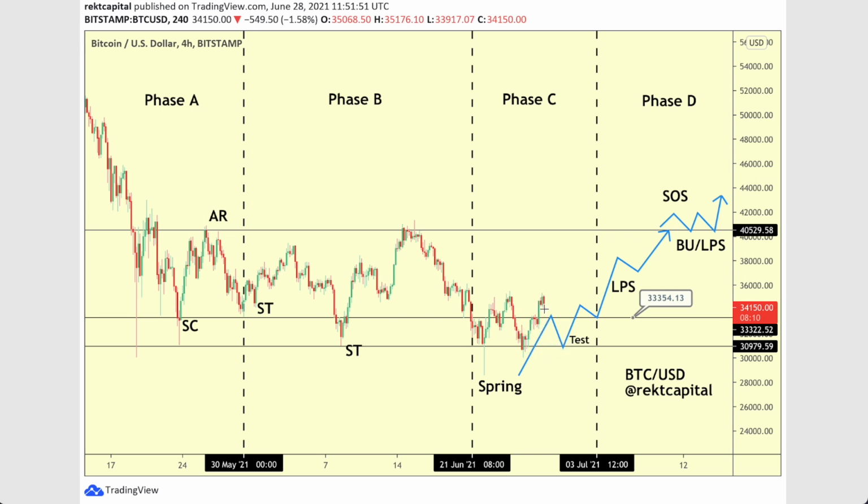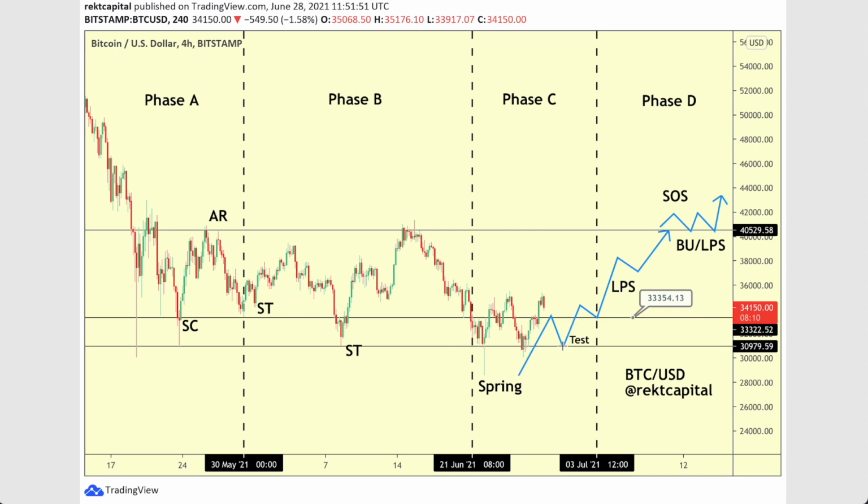So if we just pull back here and confirm this level, 33,000, as a support once again, then that could be a good case for just that transitional period from phase C to phase D. That's all there is to it. We really just need to hold these two areas, these two levels, 31k and 33k.